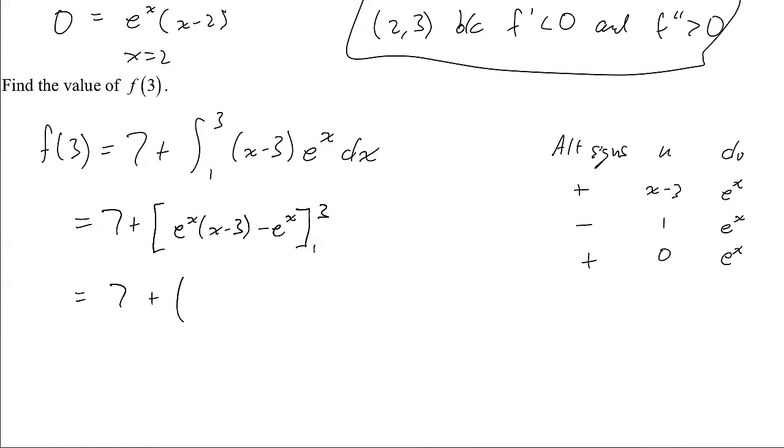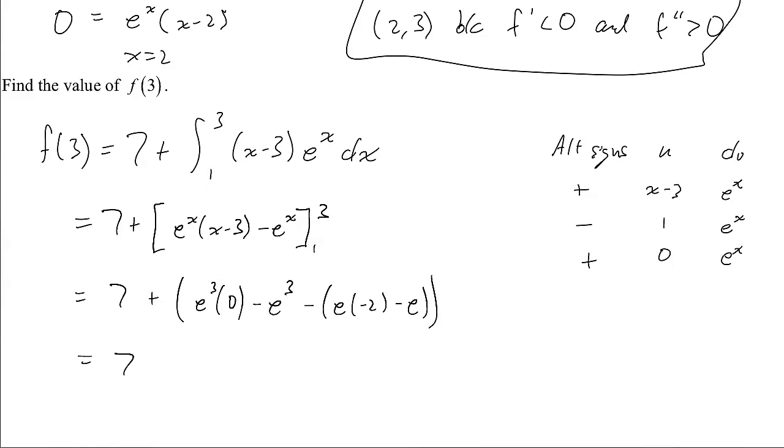All right, and you can throw in your 3, so e cubed times 3 minus 3, which is 0, minus e cubed, minus, now throw in 1, so e to the first times negative 2, minus e. You can leave it like that. For a free response, that is a complete answer. You are done. For multiple choice, you will need to simplify.